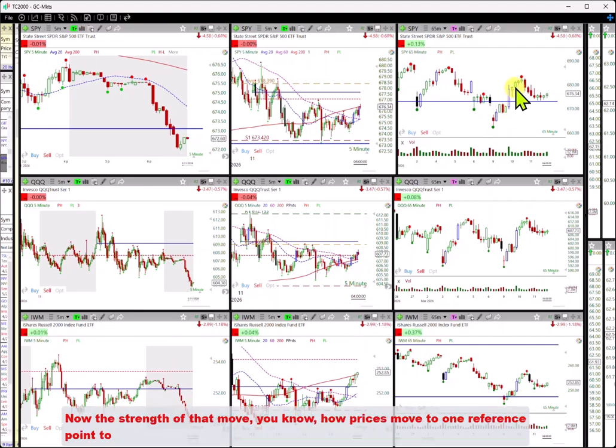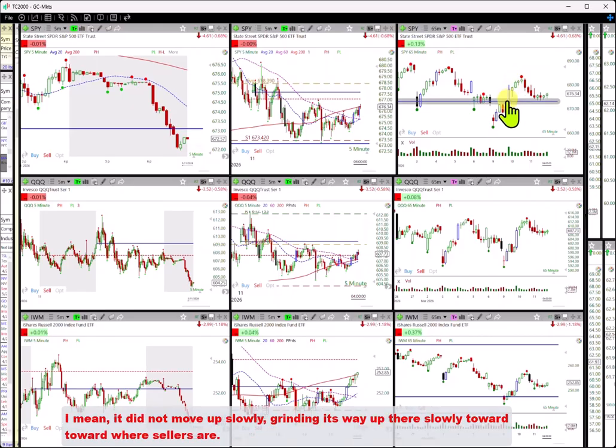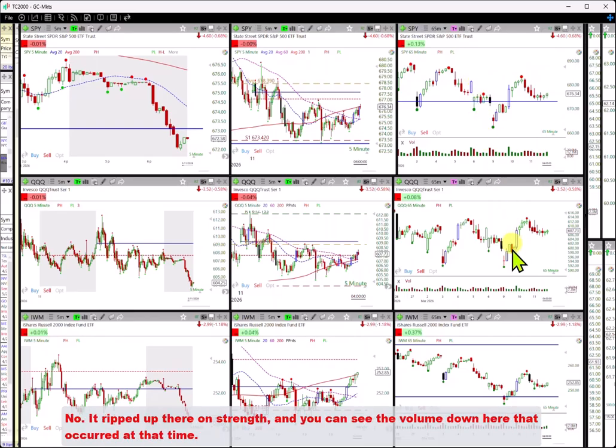Now, the strength of that move, how prices move from one reference point to another, that attribute tells us a lot. Meaning it did not move up slowly, grinding its way up toward where sellers are. No, it ripped up there on strength, and you can see the volume down here that occurred at that time. Granted, it was based on news, but as technical traders, we're looking at the chart and saying, hey, this is what happened at the time, putting it in the context of the trend in multiple time frames.